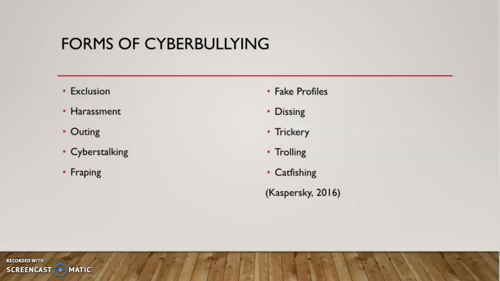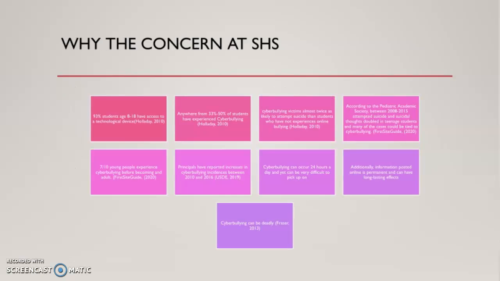There are many other forms of cyberbullying. These are just the top 10 according to the people at the Krupski Lab. Again, why are we concerned? Our students are too young for cyberbullying. The truth is, 93% or more of students from the ages 8 to 18 have access to an electronic technological device in which cyberbullying can occur. In fact, it is being reported that anywhere from a third to half of students have experienced cyberbullying, and since our students have access to devices in which cyberbullying can occur, we have a job to educate them on what to do if they are experiencing cyberbullying, its negative effects, and what cyberbullying behavior is unacceptable.